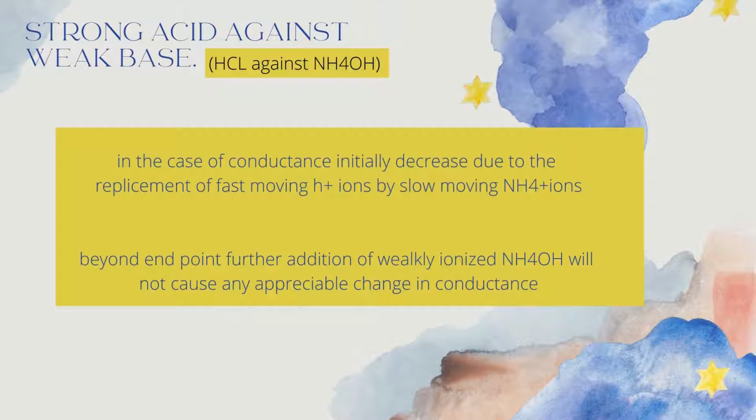Example number three, strong acid against weak base, HCl against NH4OH. It means hydrogen chloride against ammonium hydroxide. In this case, conductance initially decreases due to the replacement of fast moving H+ ions by slow moving NH4+ ions. Beyond the endpoint, further addition of weakly ionized NH4OH will not cause any appreciable change in conductance. The point of intersection of the curves is the endpoint of titration.